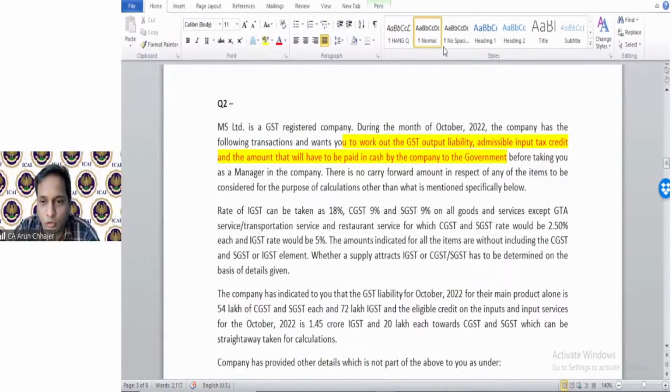Now we are moving to the solution to question number 2. Right, Mr. Sriram. The company has to pay GST on RCM and also can take the ITC. Absolutely correct.